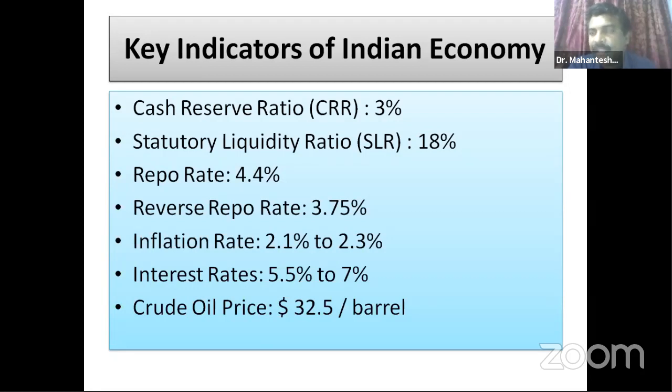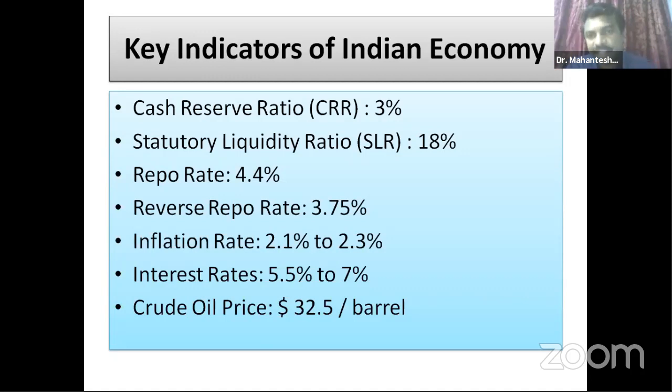Let us understand briefly. CRR means every commercial bank in India is obligated to keep 3% of the deposits that they get from customers with the Reserve Bank of India in the form of cash. That is known as the cash reserve ratio. If I am a commercial bank and I collect 100 rupees of deposits from customers, out of that 100 rupees I should keep 3 rupees with the Reserve Bank of India in the form of cash.